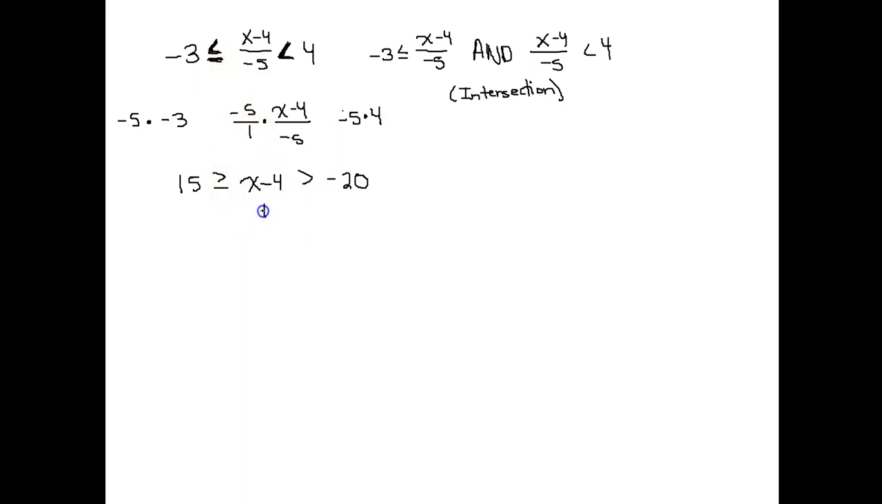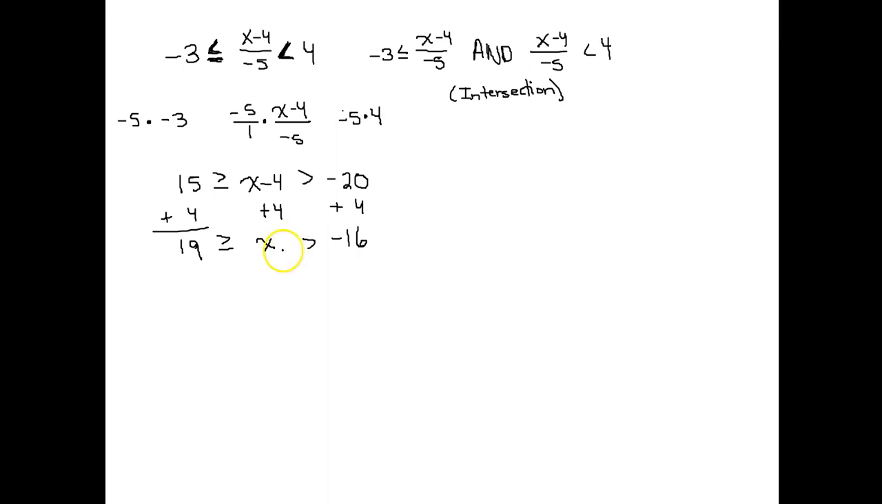Then I'm going to add 4. So again, I'm still trying to get x by itself, but make sure I do it to all three parts. And now the x is all by its lonesome there in the middle. And that's what I wanted.